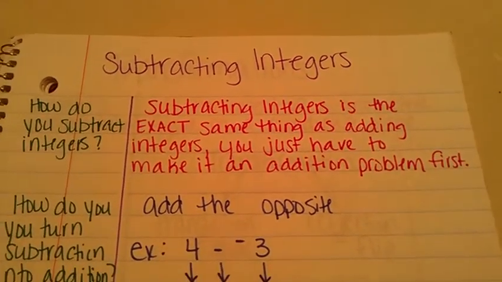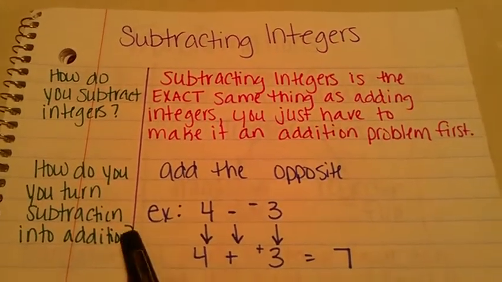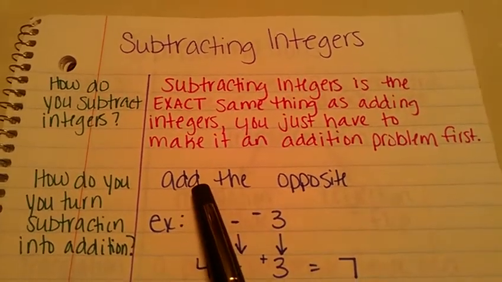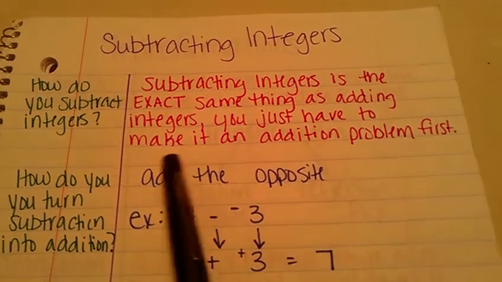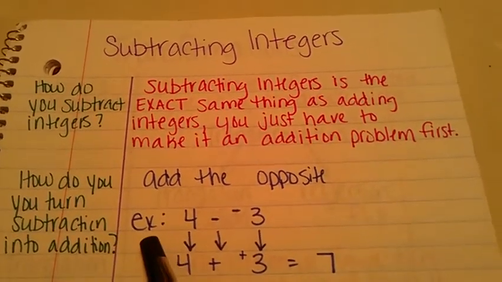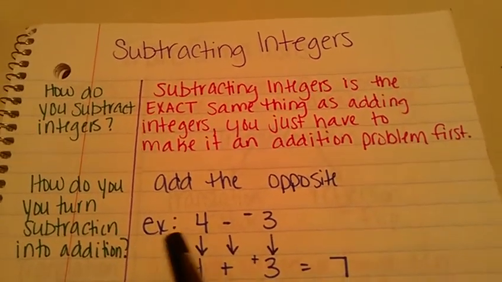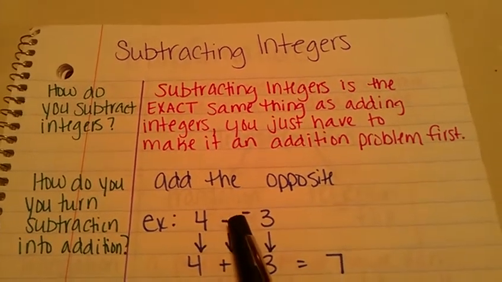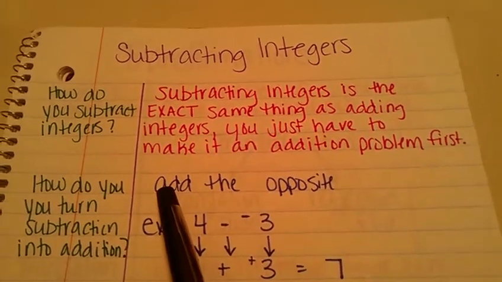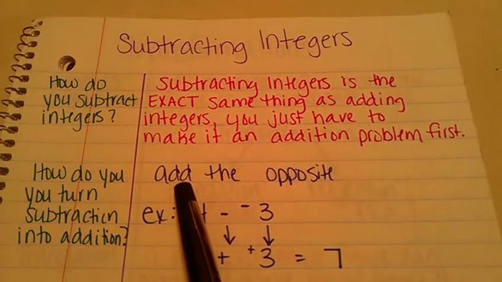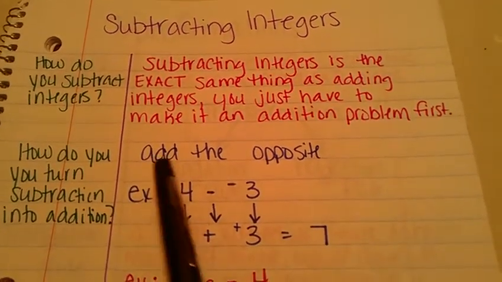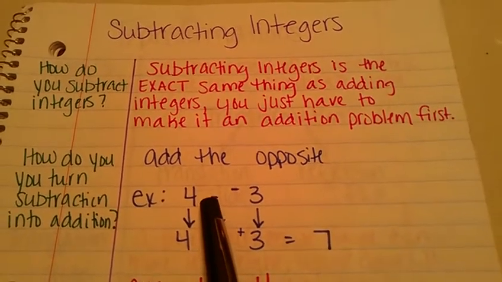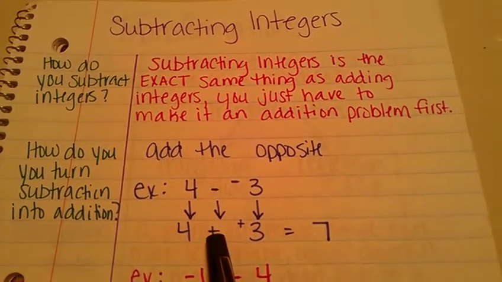Okay, now how do we turn our subtraction problem into an addition problem? You need to learn this phrase right here. Add the opposite. Okay, add the opposite. So take a look at this problem that we've got here. We've got 4 minus -3. Our phrase says to add the opposite. So we're going to change it from subtraction to addition. That's the add part. So we want to add, we don't want to subtract. So change it to addition.